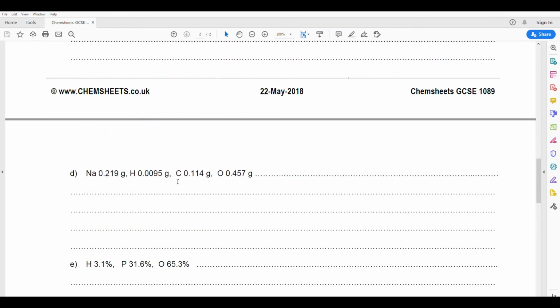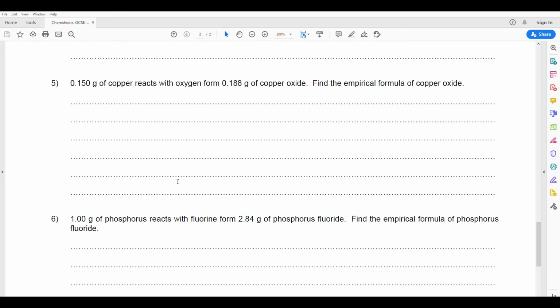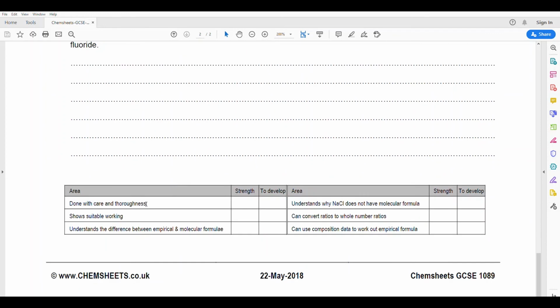When you come to the end of this worksheet, you'll notice that there's a little review box at the end, and here it is. I'd like you to red, amber, green this. So obviously, if this particular area is a strength, you would colour this as green. If it was red, in other words, you really struggled with this, then shade it in red and set it as an area to develop. You could then go back, relook at the video, and maybe have another go at those questions.